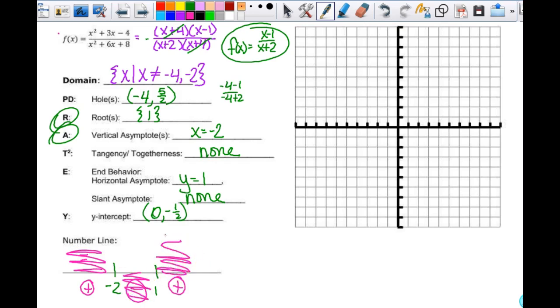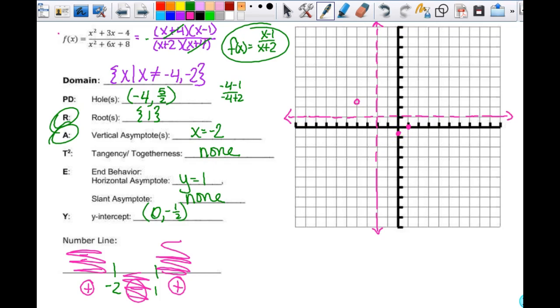So let me graph everything I can. I have a hole at -4, 1, 2, 3, 4, and 5 halves, which is 2.5. On the homework that I graded, there were quite a few people that told me you had a hole, but didn't actually go and graph it. So make sure it gets graphed. That root is at 1. Vertical asymptote is at -2. Tangency and togetherness, we don't have any. Horizontal asymptote, y equals 1. And y-intercept, (0, -1/2).